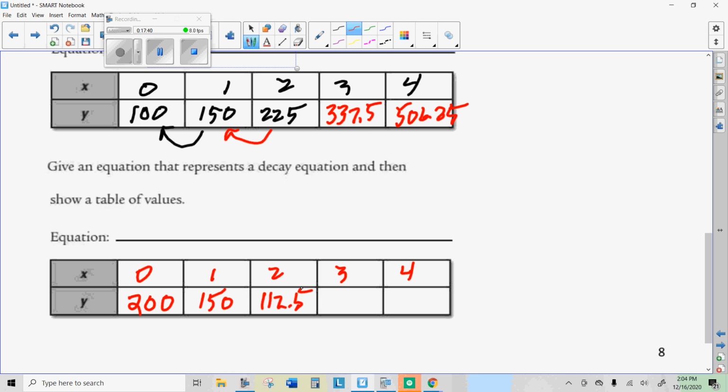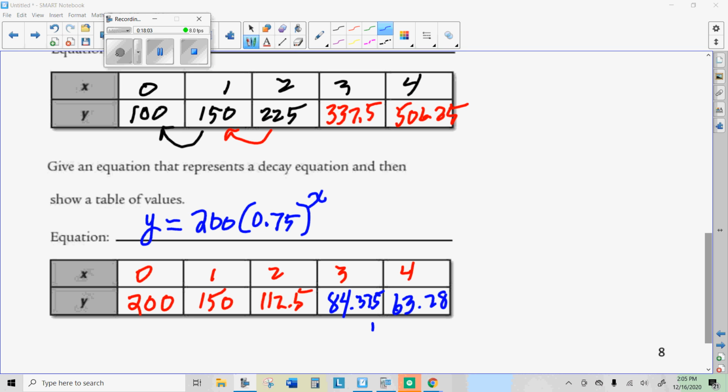And again, to figure out what I'm multiplying by, why don't you divide them? Now, since I'm going down, if you divide them one way, you'll get a number greater than 1. That'll be wrong. If you divide the other way, just like you did in the last problem, you should get a number that's less than 1. And that's your multiplier. Go ahead and finish that up. All right, there's the equation you should have got for that one.